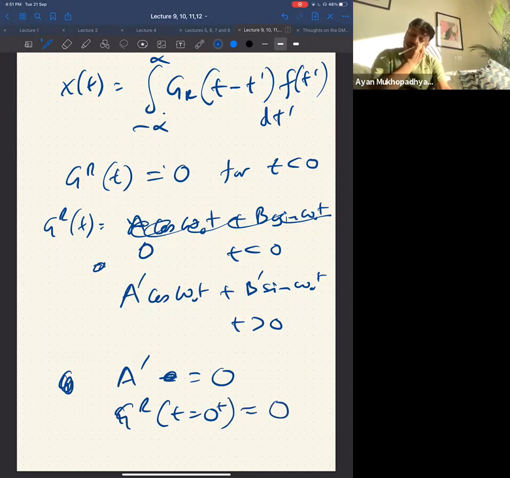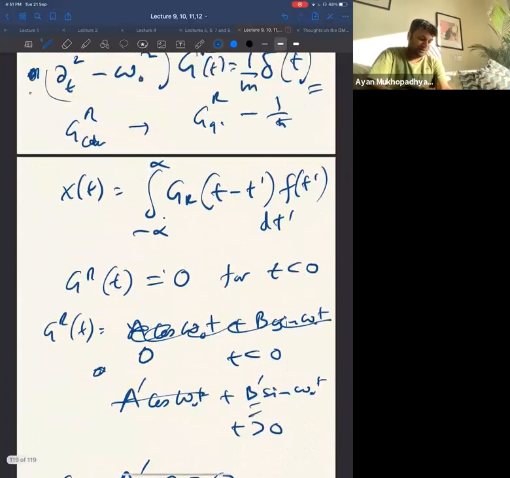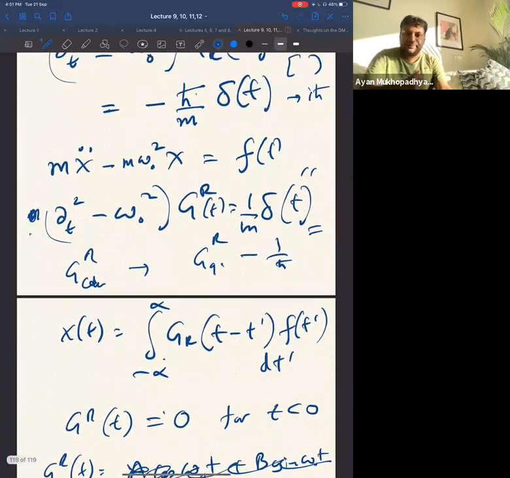That implies A prime is 0. So therefore, I should have only B prime. Now I have to fix this B prime. How will I fix it? I simply fix B prime by integrating this equation from minus epsilon to epsilon.